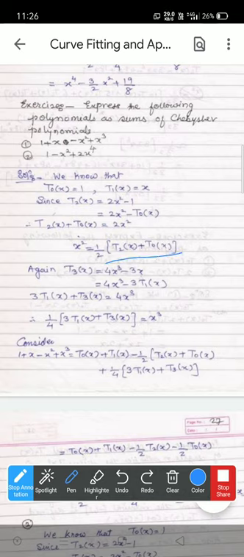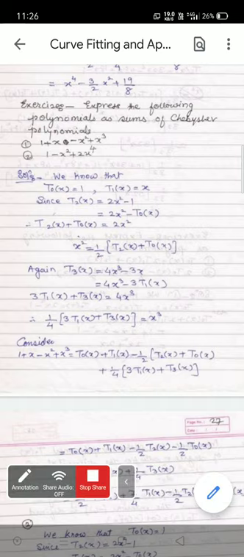Abhi humne ye aise solve kiye the upar, abhi yahan ulta solve karna hai. Again, T3(x) = 4x³ - 3x. 4x³ as it is, minus 3x, but x is equal to T1(x). So, 3T1(x) + T3(x) = 4x³. So, x³ = 1/4 (3T1(x) + T3(x)).